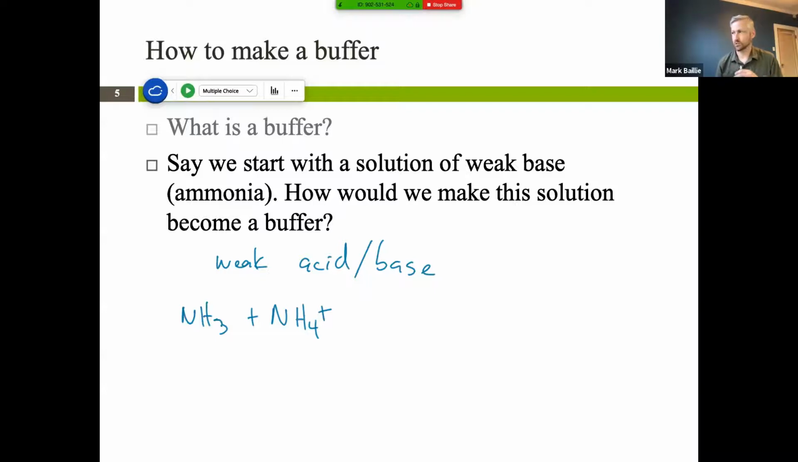How do we make a solution if we have only ammonia to start with? How do we make a solution that has ammonium, or NH4 plus, in it? Did anyone discuss that in their groups?